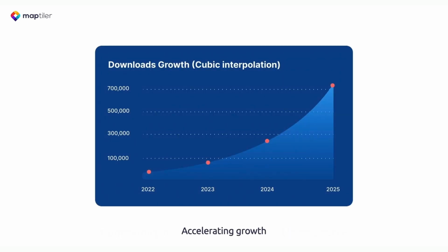And with the rapidly growing usage of MapTiler SDK, estimated to reach 700 downloads by the end of 2025, we are set to develop new features, improve developer experience, and develop new SDKs. Stay tuned for upcoming updates of our web and mobile SDKs.